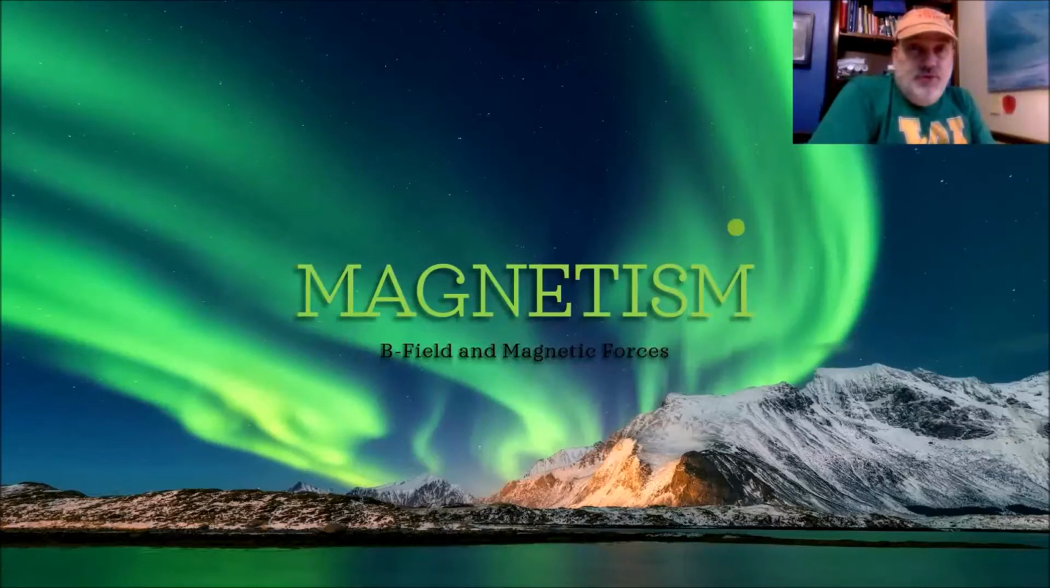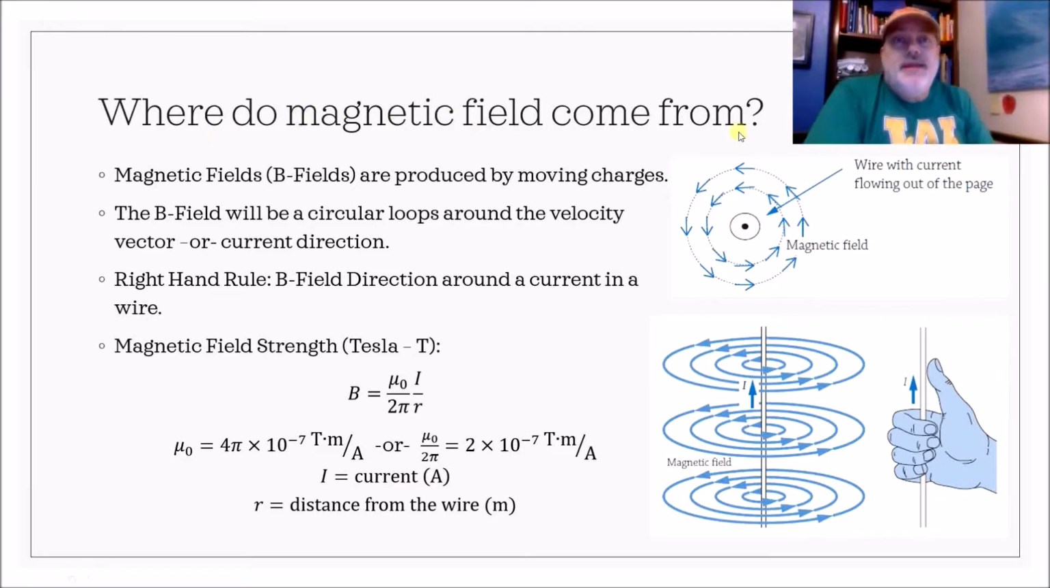All right, AP Physics 2 students, let's talk some magnetism. Where do magnetic fields come from? Well, they come from the movement of charges. Now, this could be an individual charge or, like in a wire, a whole group of charges moving together. So the magnetic field will produce circular loops around the moving charge. In a wire, it'll produce a series of magnetic loops that are all the same strength.